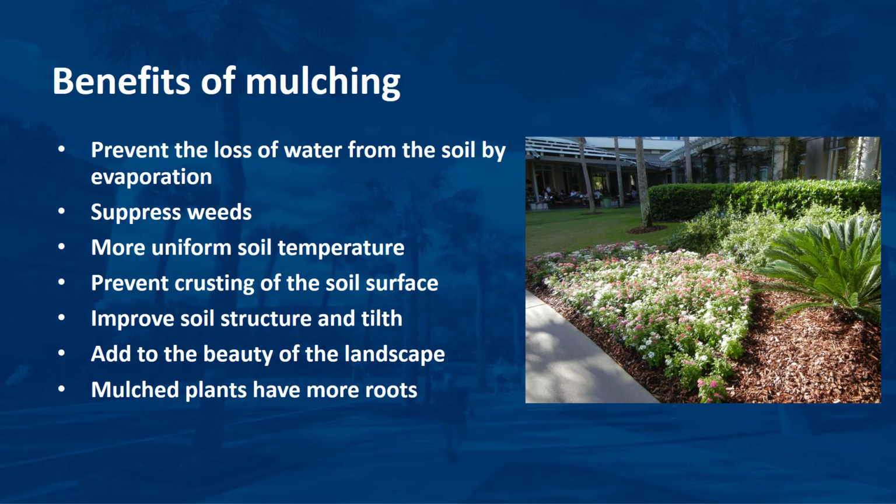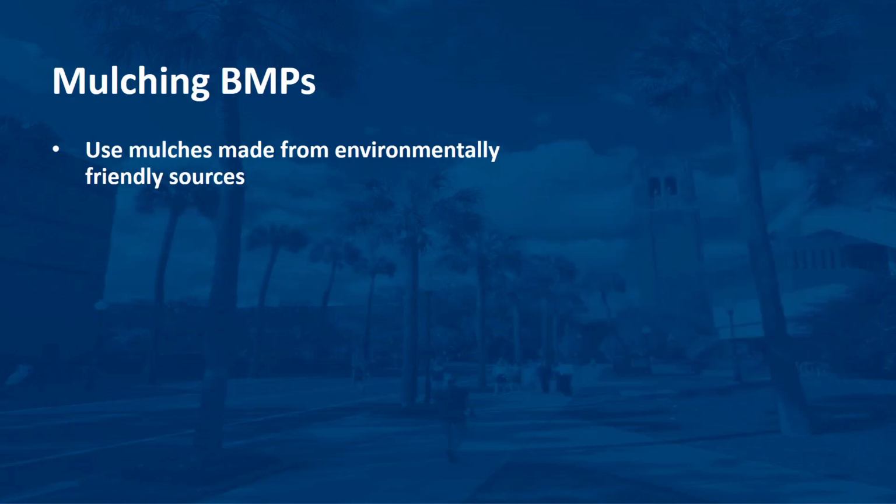Mulched plants produce roots in and directly under the mulch that surrounds them. The plants produce these roots in addition to the roots in the soil. As a result, mulched plants have more roots than plants that are not mulched. When feasible, use mulches made from environmentally friendly sources or recycled materials.